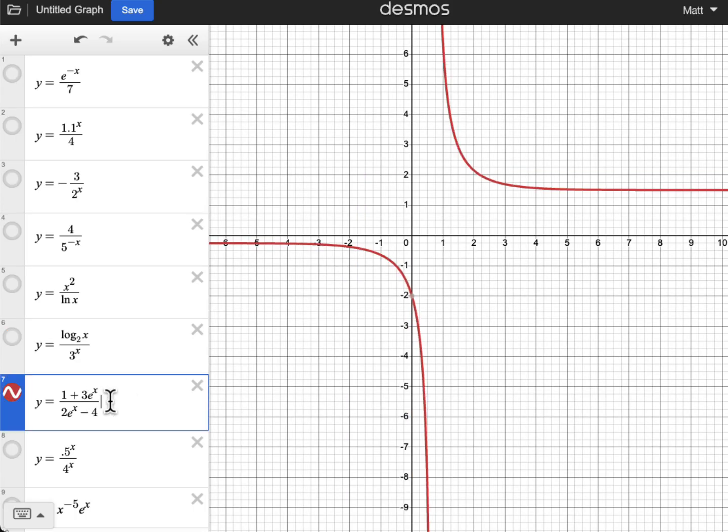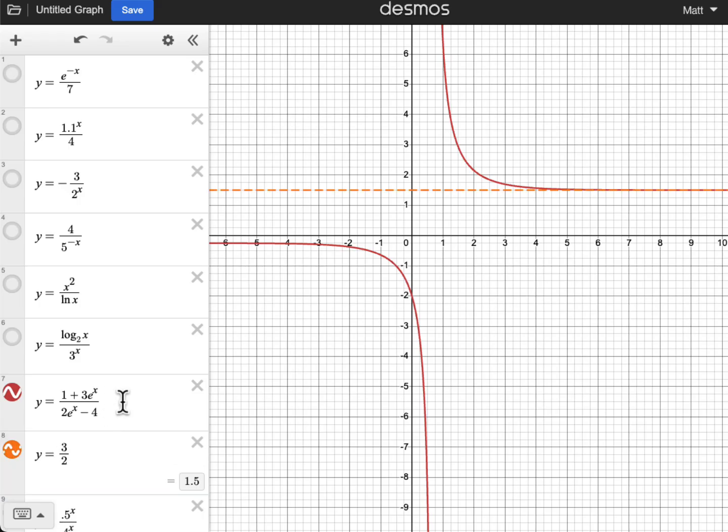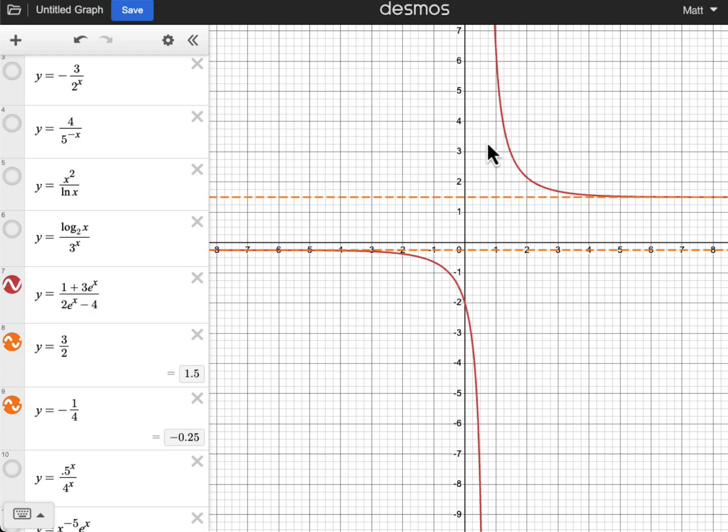Now here's a graph of this function. We just made the claim that as x goes to positive infinity, the graph gets closer to 3 halves. I'll plot y equals 3 halves as a horizontal asymptote. But as x goes to negative infinity, the limit of this function was negative 1/4. Let's make that asymptote. And our technology seems to confirm what we found. We have two different horizontal asymptotes, one for the function going to the right and one for the function going to the left.